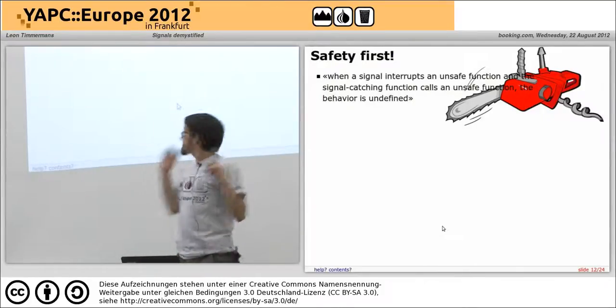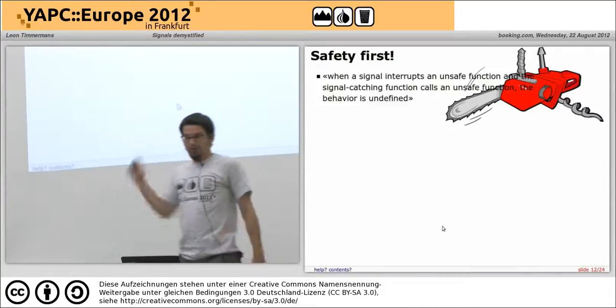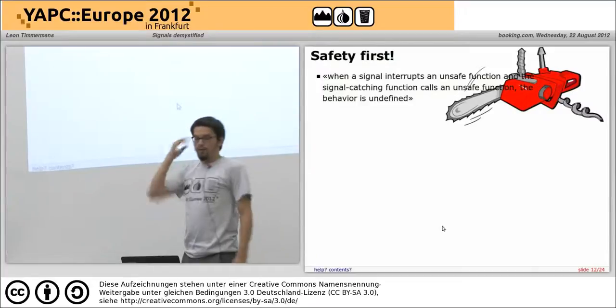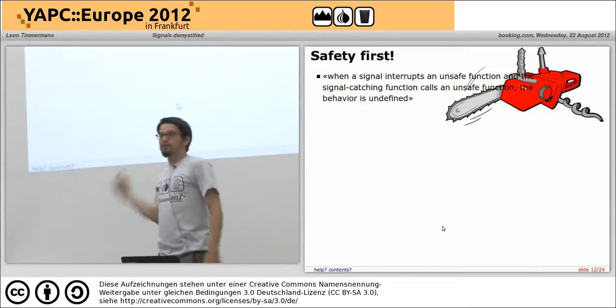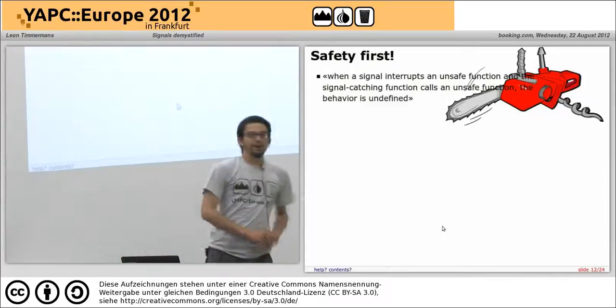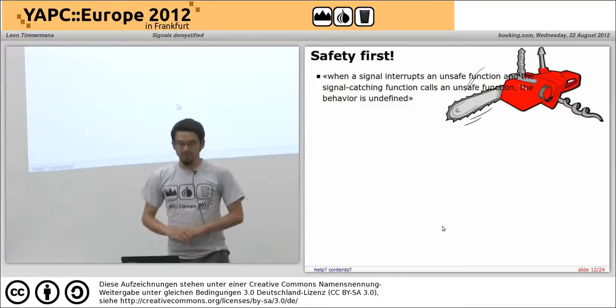POSIX says, and I put this quote here deliberately because it's fairly important to understand: when a signal interrupts an unsafe function and a signal catching function calls an unsafe function, the behavior is undefined. At first sight, this may not sound that bad, but it really, really is.